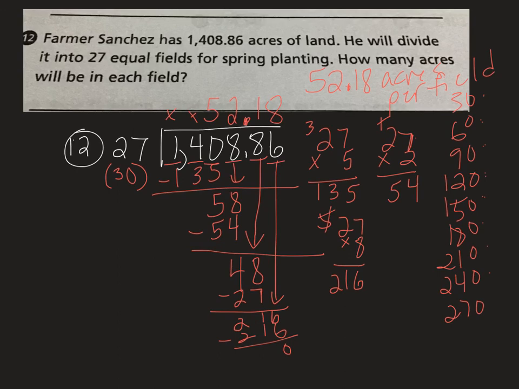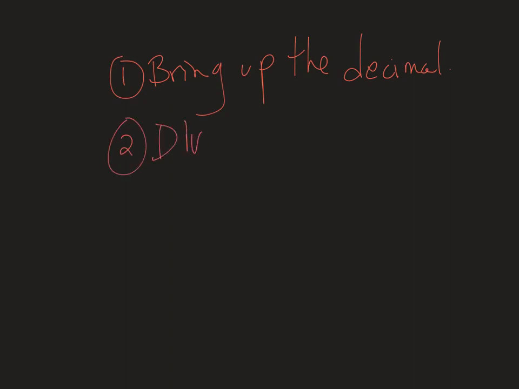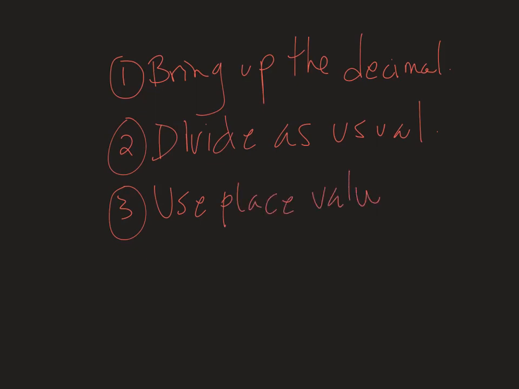That was one of the more challenging problems on the homework. So keep in mind things you want to do here. You want to bring up the decimal. You want to divide as usual. And you want to use a place value 0 if, big if, you seem to have a remainder.